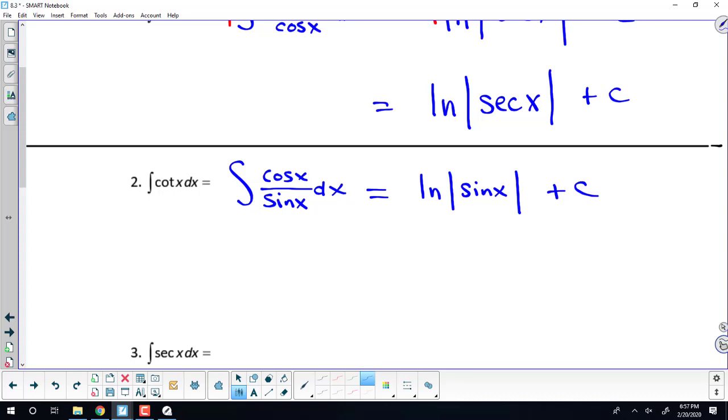So you need to know these. You need to know these like you know the antiderivative of cosine and the antiderivative of sine. If you don't remember that the antiderivative of cotangent is the natural log absolute value of sine, then you just go through the u substitution process and you can get there. But one way or the other, you need to know these four.